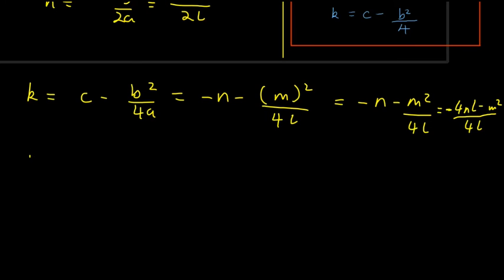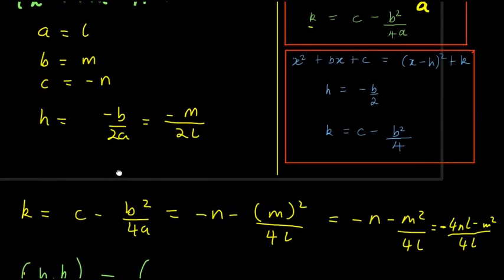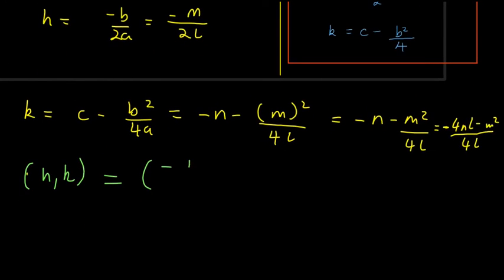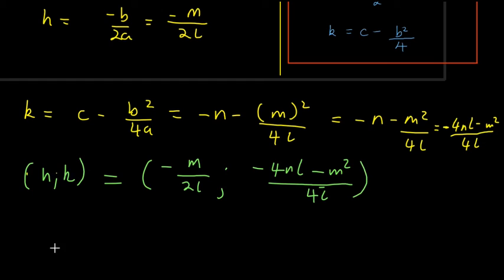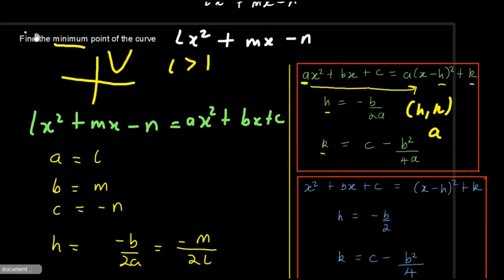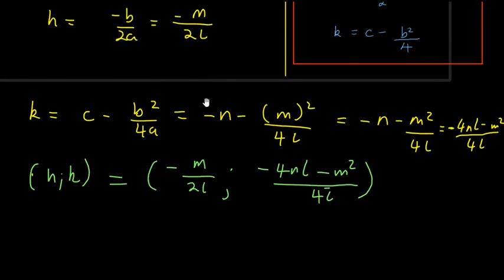So, as I said, we have to express this. What is our h, by the way? Our h is minus m over 2l, and our k is minus 4nl plus m squared over 4l. So these are the two coordinates of the minimum point of the curve. So the curve will be facing upwards. So that's the way you solve it.